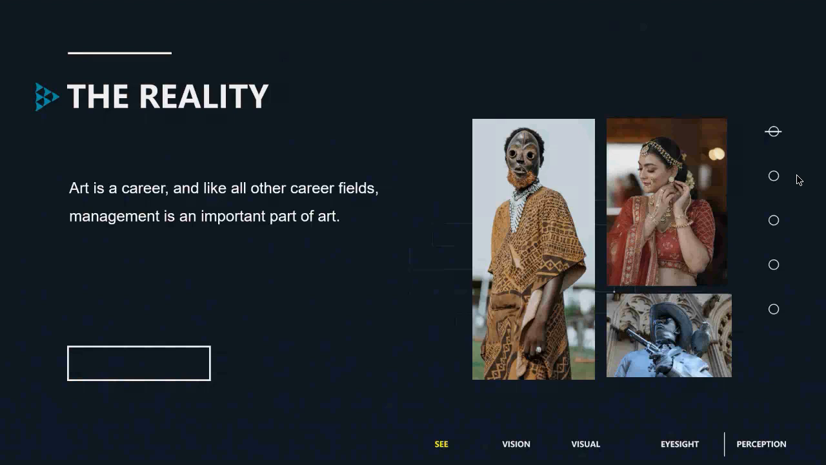So the reality is that art is a career. And like all other career fields, management is an important part. You just cannot compromise on management. You might not like it. You might not be comfortable with it. And again, do you know that there are certain things that you're just naturally not good at? You're not good at them, but life would demand that you have those experiences.